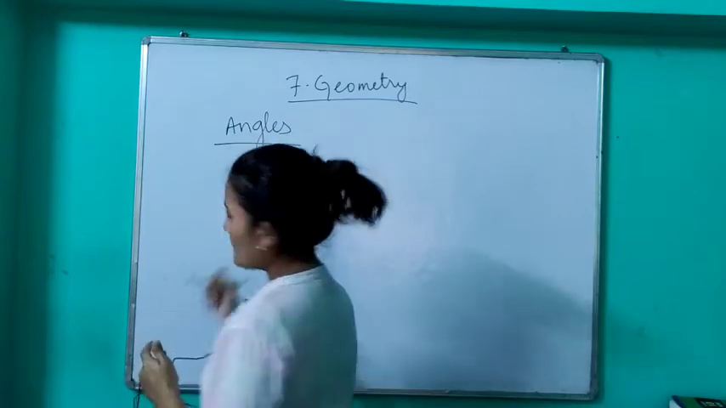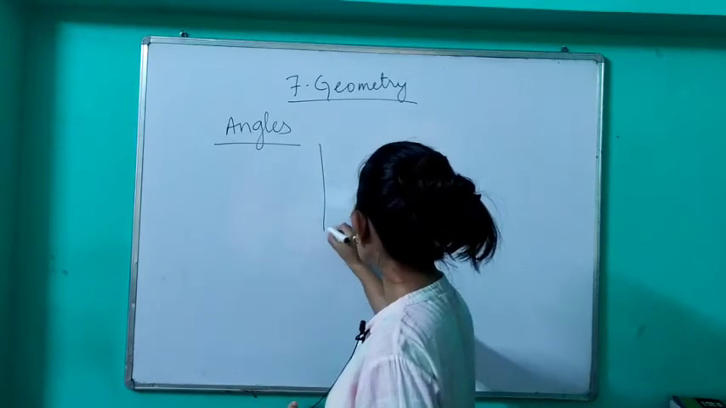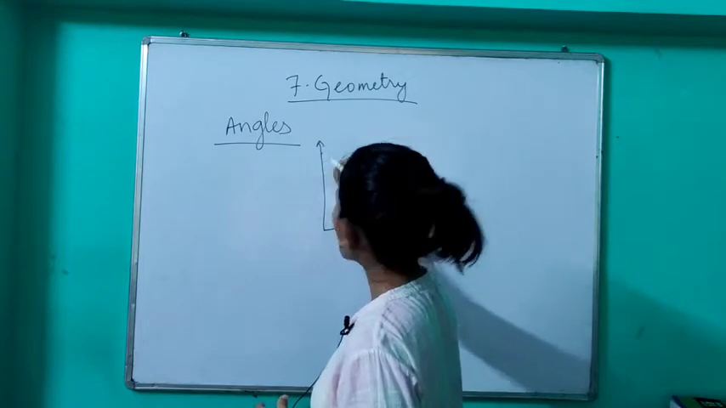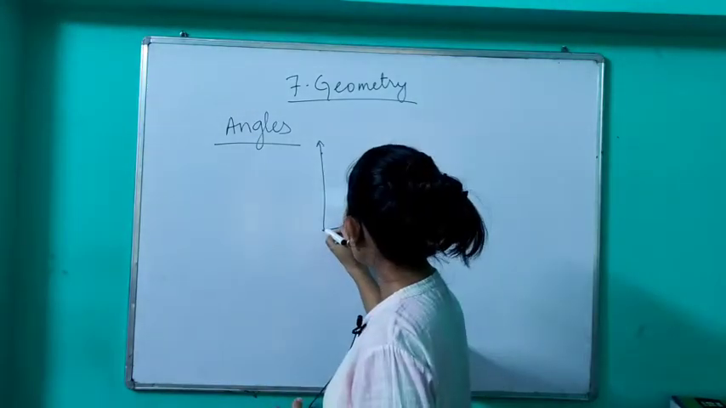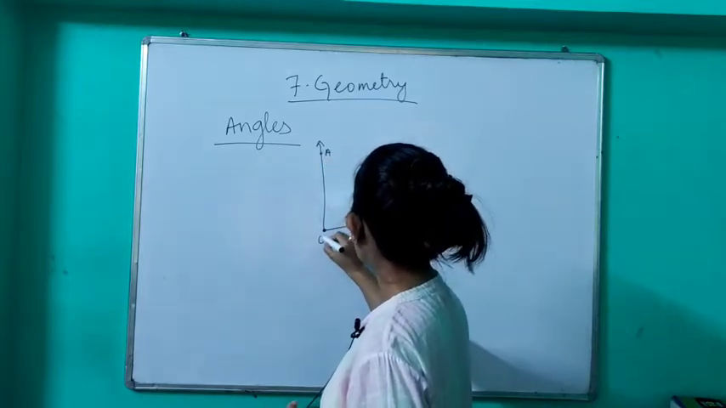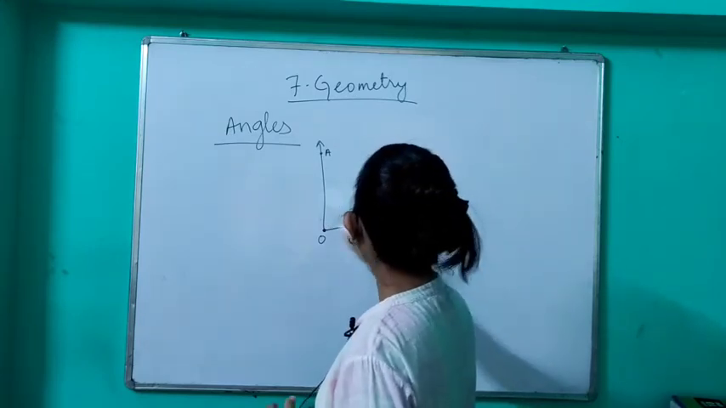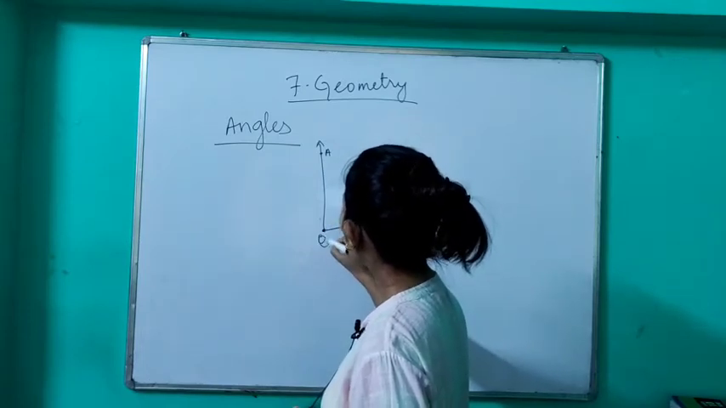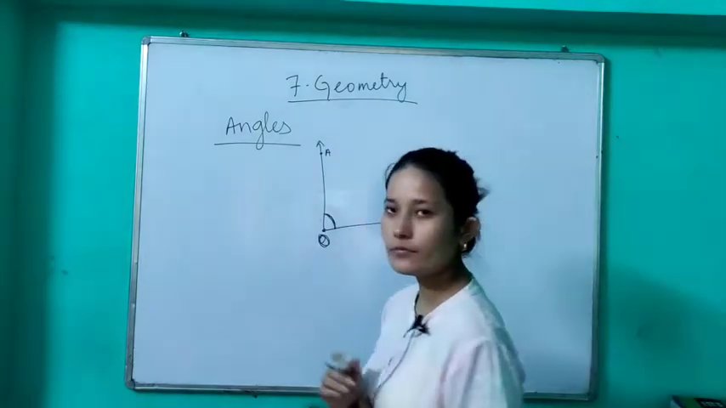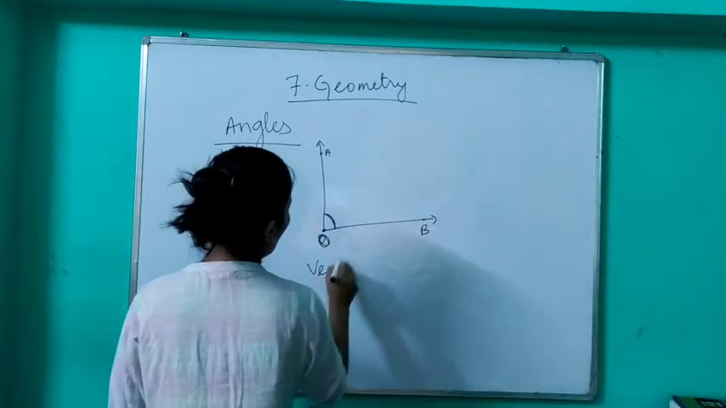Now what do you mean by angles? Okay, when two sides, 1 and 2, or you can say when two rays meet at a common point. So this is a common point. So let this be A, let this be O, let this be B. So for both the sides, that is OA and OB, the common point is O. So here it forms an angle. Now this common point for both the sides is referred to as vertex.